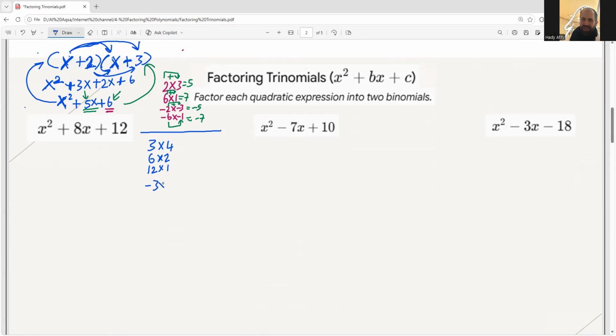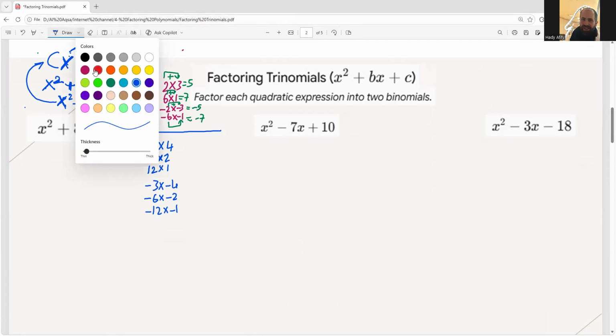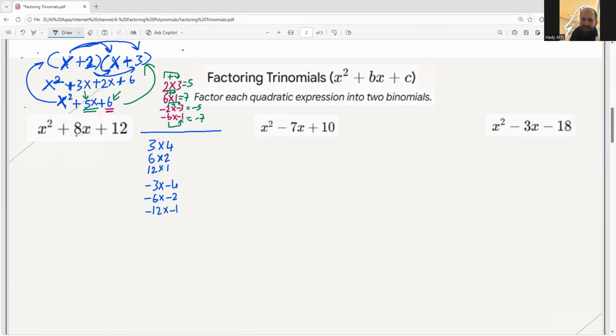So I have -3 times -4, -6 times -2, and -12 times -1. And I start adding each combination. I will try to look for the one that will get me 8. So 3 plus 4 will be 7. This will not work. And 6 plus 2 will get you 8. Okay, you can stop here.